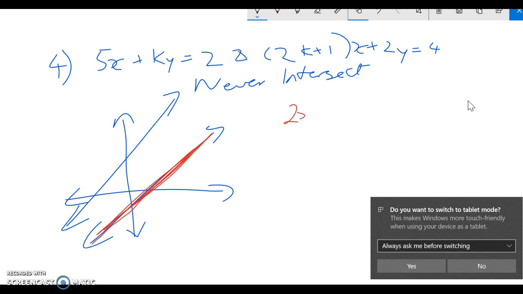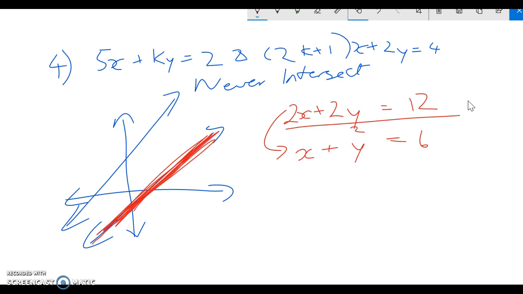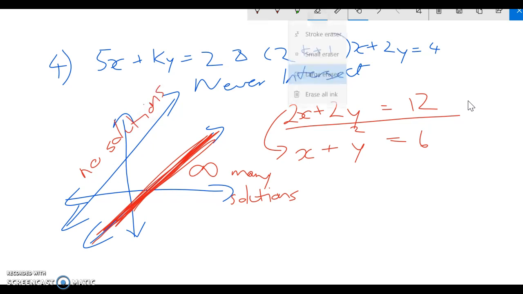Yeah, it is. But it might be in the form 2x plus 2y equals 12 and x plus y equals 6. So you might be given those two lines. Well, if you divided everything by 2, you'd get that. So they're actually the same line. So if it says they never intersect, it means they're either the same line, in which case, if you were doing simultaneous equations, there would be infinitely many solutions, or they're parallel, in which case there are no solutions. But in this case, we don't really have to worry about all that. That's just a bit of a review.